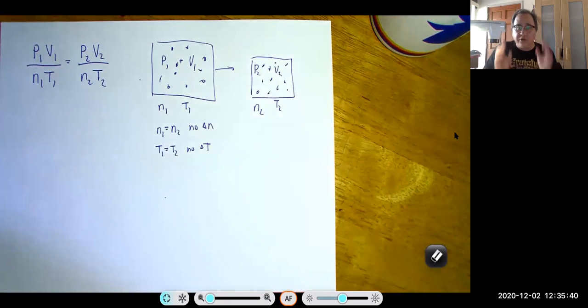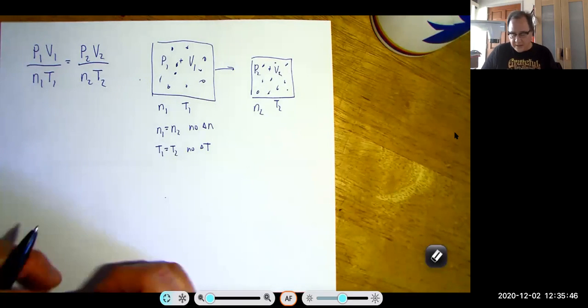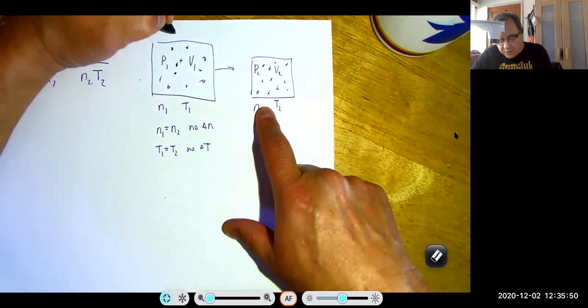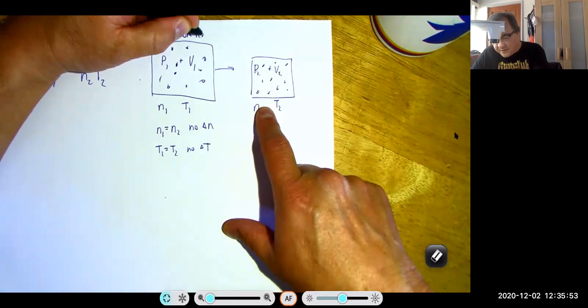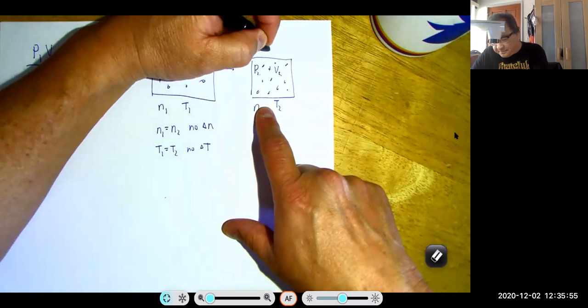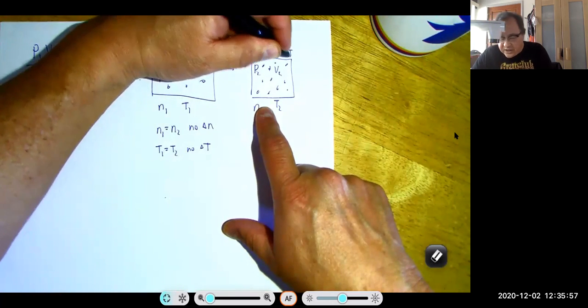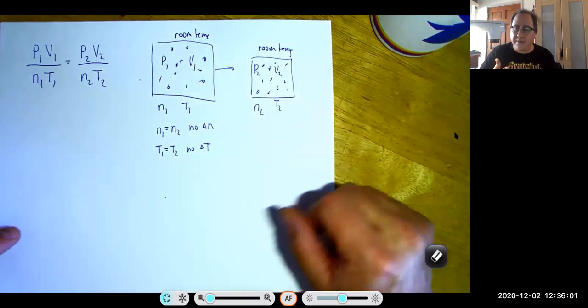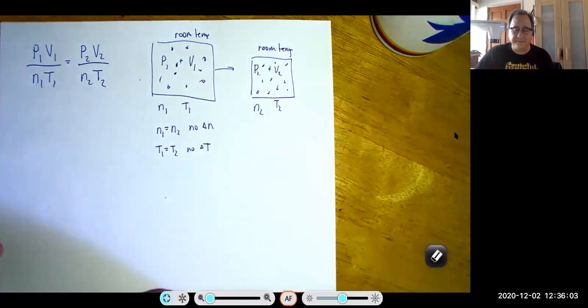Now remember, when there's no change, that doesn't mean that there aren't any moles. It means that the number of moles doesn't change. And whatever the temperature is here, the temperature is here. Temperature here might be room temp. Temp here is room temp. So T1 equals T2 and N1 equals N2. If you understand what I'm talking about, give me a thumbs up.